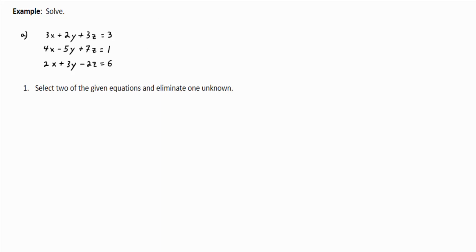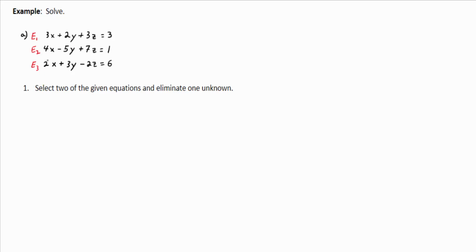In order to show my work, I'm going to label these equations. The first equation, E1. The second equation, E2. And the third equation, E3. So you can select any 2 equations you want. I'm going to select, just for the sake of argument, E2 and E3 and eliminate the x. Well, it's not just for the sake of argument. It's a little bit easier to eliminate the x's in those 2 equations than in the others.